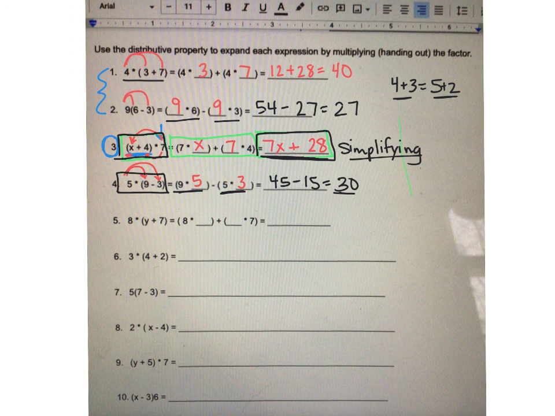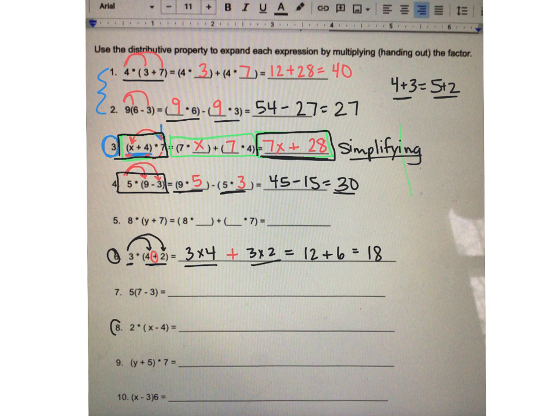Let's skip down to a few other problems. Let's look at problem 6. I see my 3. Now I certainly could add 4 plus 2, but I'm going to hand my 3 out. 3 times 4. And 3 times 2. And in between them, I see this plus sign, so I have to bring my plus sign over. 3 times 4 is 12. 3 times 2 is 6. When I add those together, I get 18.